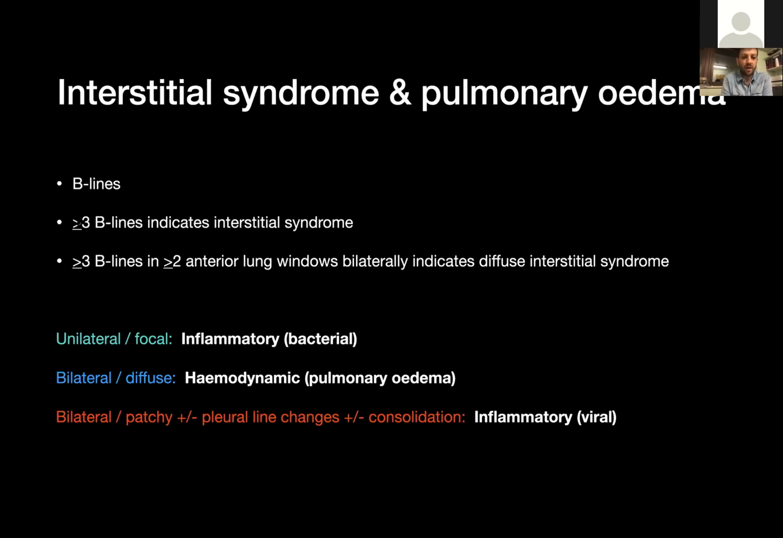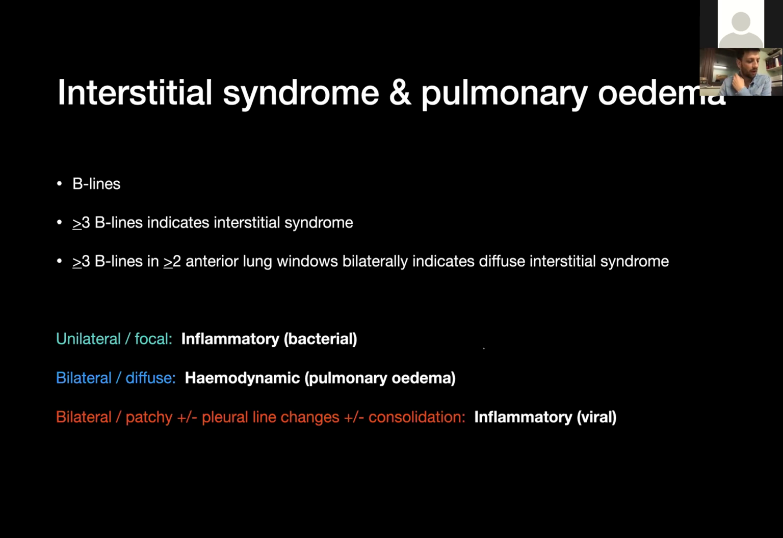Essentially, two B lines in one lung window can be normal. All of us will have one or two B lines in the dependent lung zones from atelectasis, for instance. But more than 3 lines in one zone is abnormal, and more than 3 lines in more than 2 zones bilaterally we would used to have considered indicative of diffuse interstitial syndrome. Of course, COVID does not necessarily need to be diffuse, but in the context of heart failure, that would have been our definition.